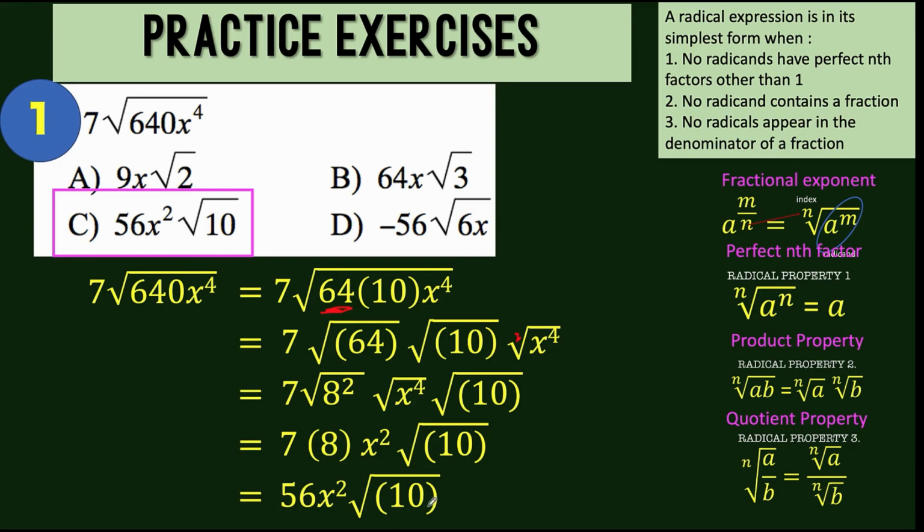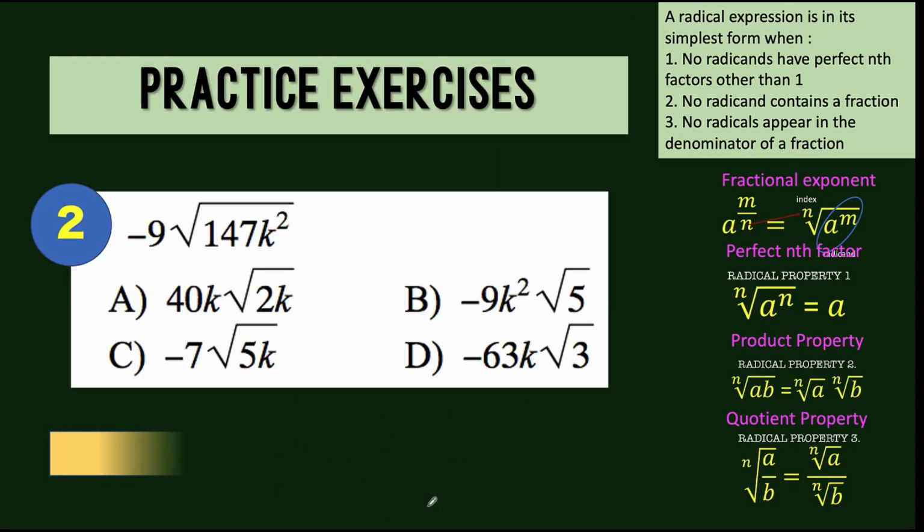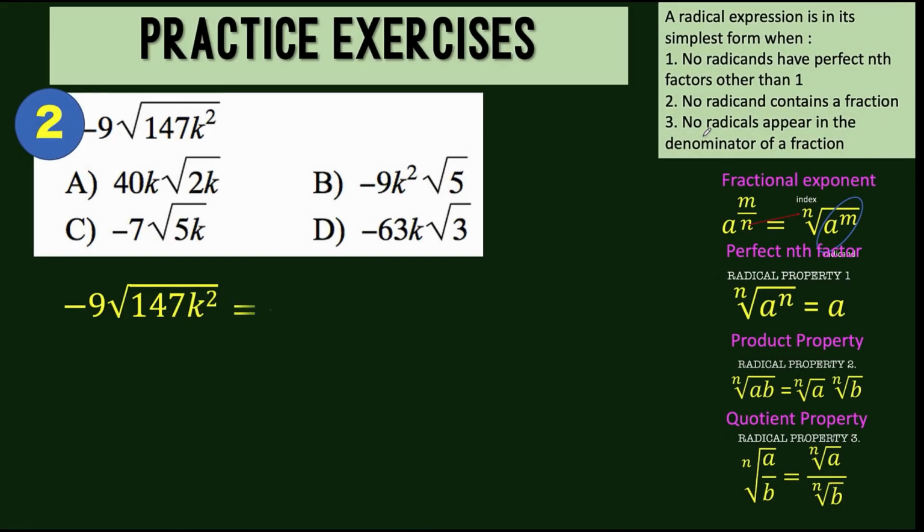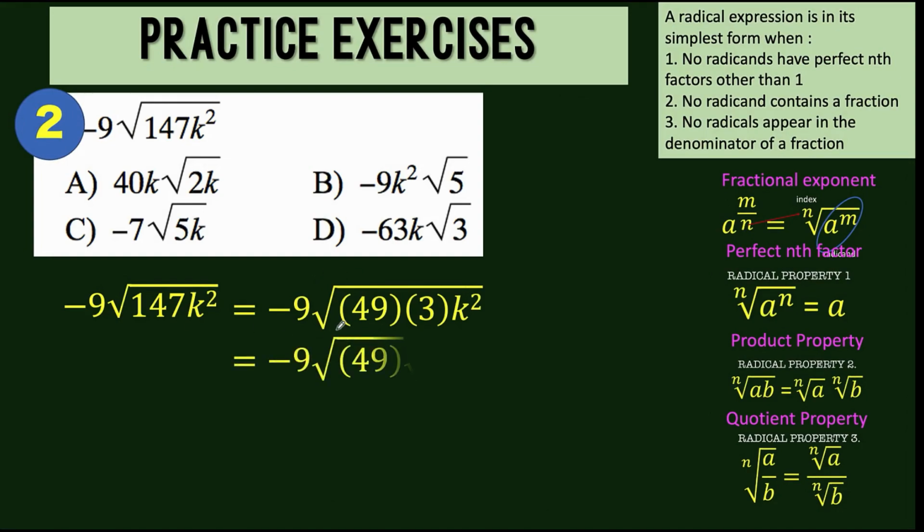10 is alone. Next example, negative 9 times the square root of 147k squared. You can apply these different properties of radicals to meet these three conditions. Okay, let's do this together. So we can simplify this by writing 147 as 49 times 3. You are looking for a perfect square so that we can write that outside the square root symbol.